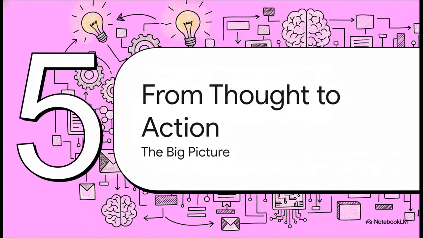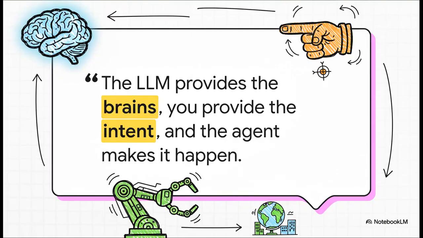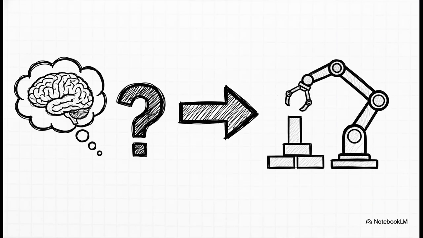Okay, let's pull all these pieces together and take a look at the big picture. We've gone from a single thought to a complex collaborative action. This quote just perfectly encapsulates the entire system. It really is a three-part harmony. The LLM is the brain, providing the reasoning. You are the director, providing the intent. And the agent. The agent is the executor that connects the two and makes it all happen in the real world.